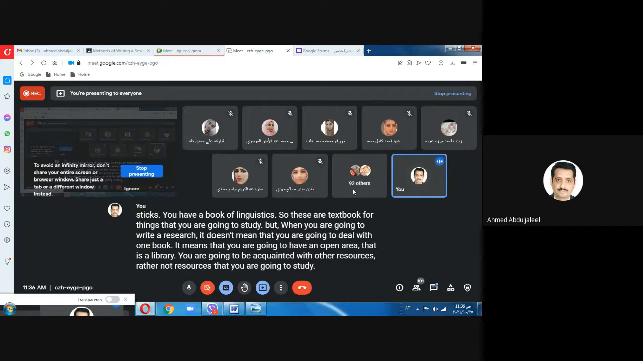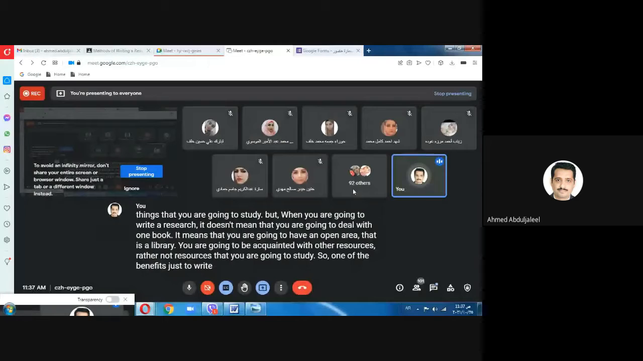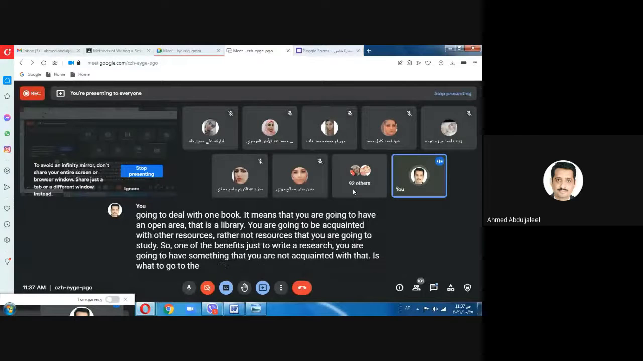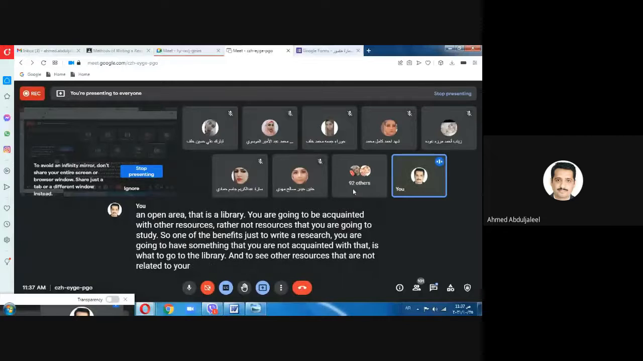So one of the benefits, just to write a research, you are going to have something that you are not acquainted with. That is what? To go to the library and to see other resources that are not related to your study only, or the textbook that you have.